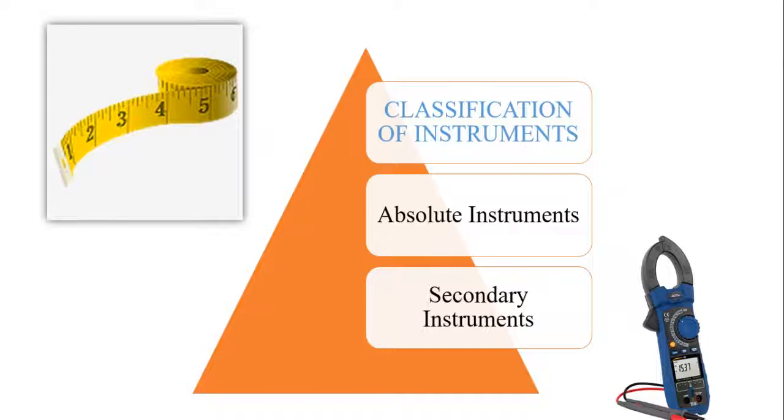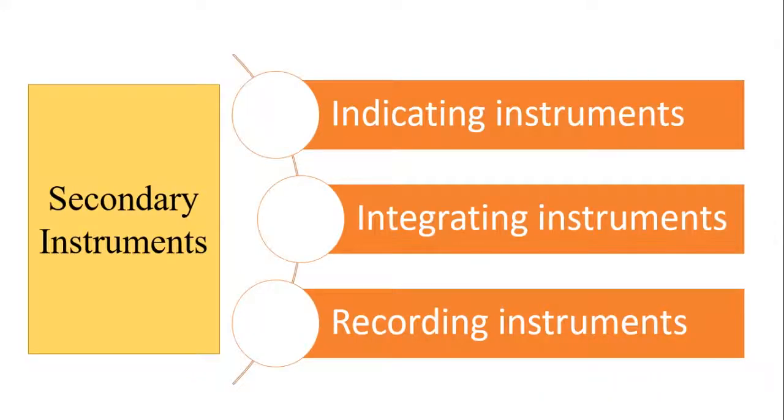I have also shared an example of how the instrument is calibrated. The deflection obtained is meaningless until such calibration has been made. So moving further, in the case of secondary instruments, we have three categories of instruments.